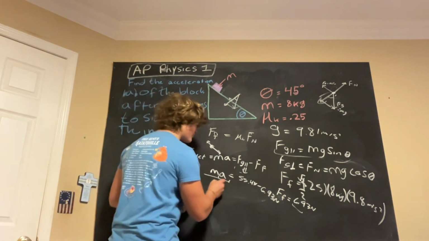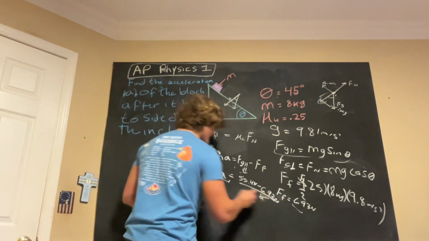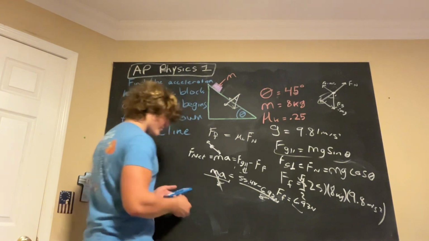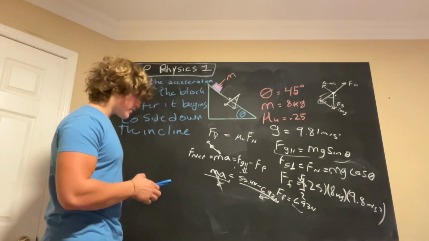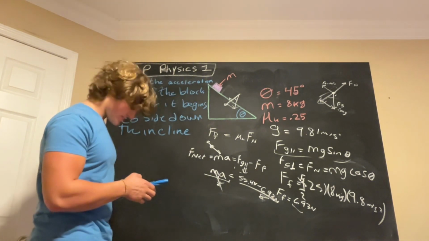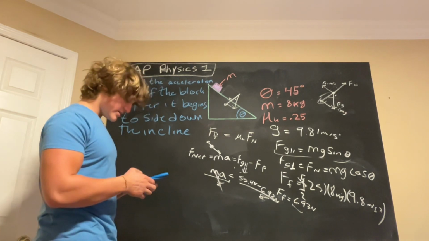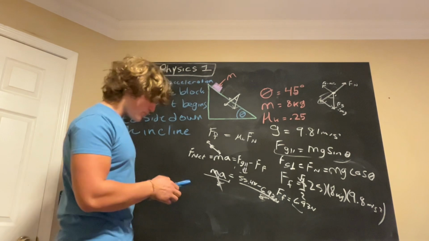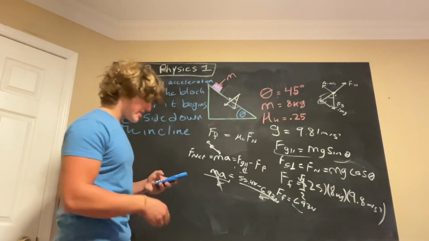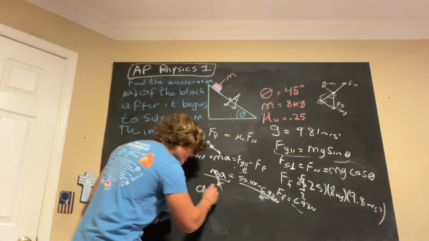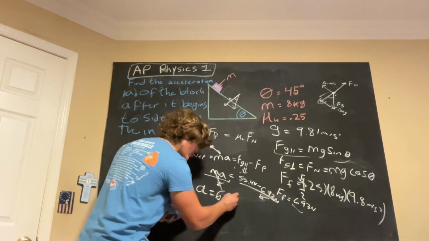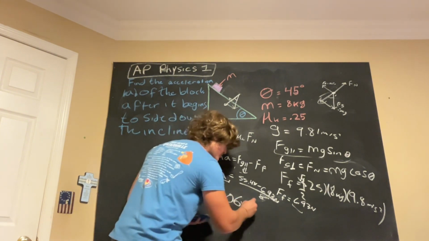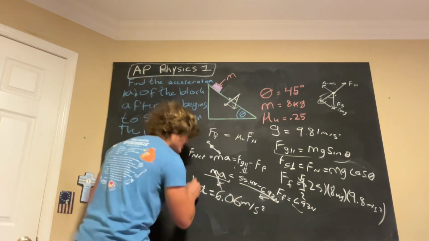So if we divide both sides by 8, which is our mass, these cancel, and we get 55.4 minus 6.92 is equal to our net force, which is 48.48. And then when we divide that by 8, our mass, we get that our acceleration is equal to 6.06 meters per second squared. And this is our answer.